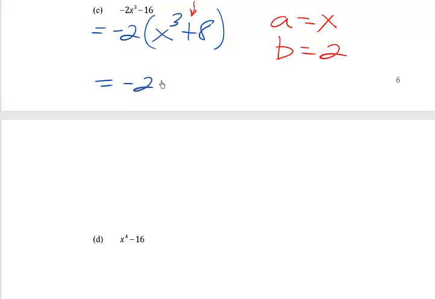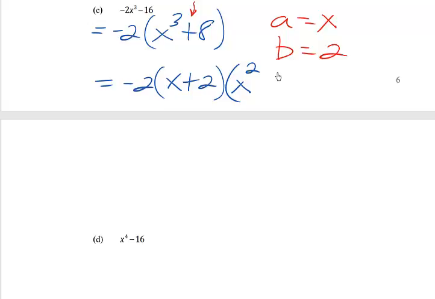Don't forget the negative 2 in the front. The sum of cubes formula has a binomial followed by a trinomial. The binomial says a plus b. Great, that would be x plus 2. The trinomial starts with a squared. That means square your x. X times x is x squared.